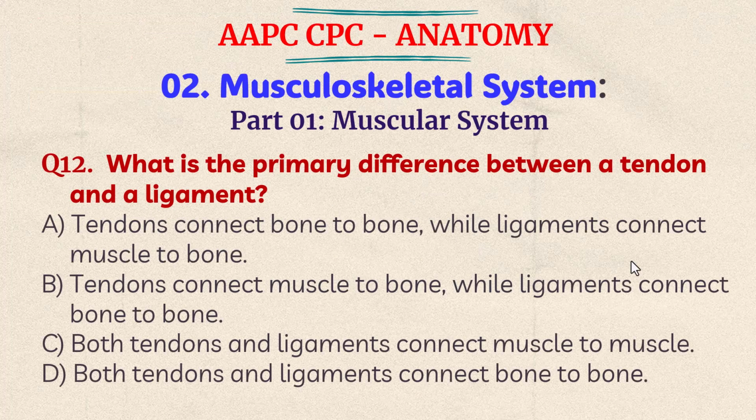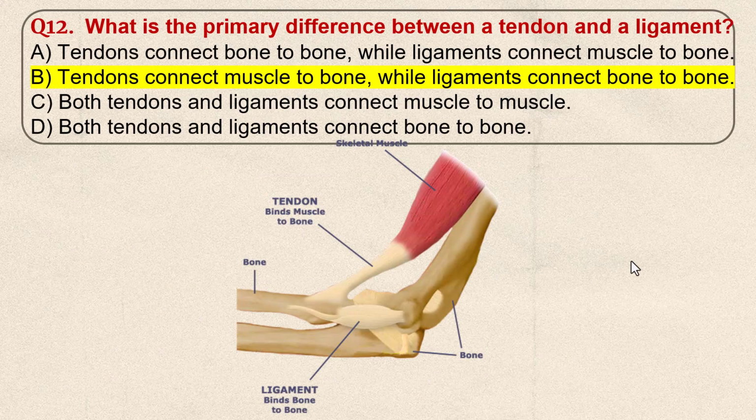Question number 12. What is the primary difference between a tendon and a ligament? It's a common question. Please pause the video, read the answers, and find the answer. The correct answer is tendons connect muscle to bone, while ligaments connect bone to bone. You can see in the picture, this is the tendon. This tendon binds the muscle to the bone. But the ligament, you can see, connects bone with bone.